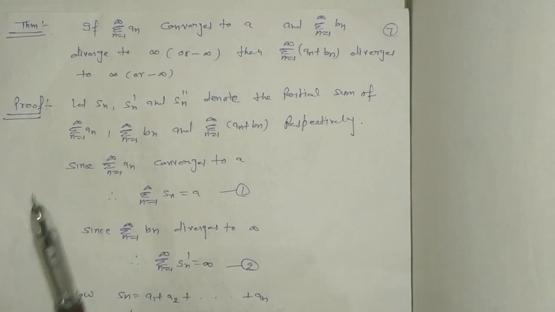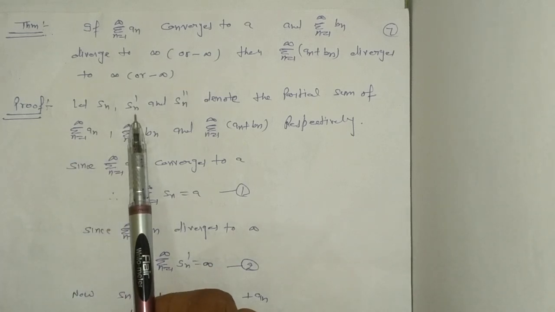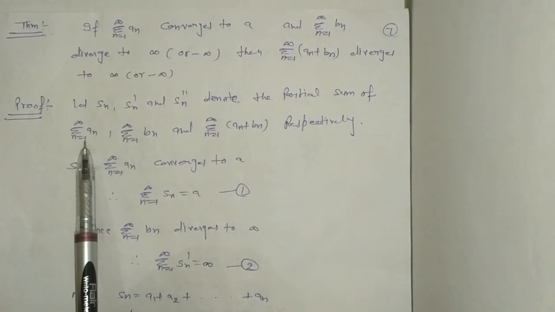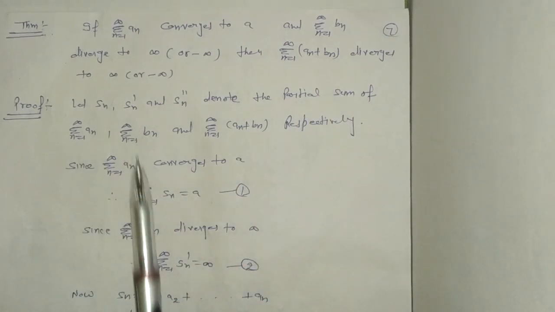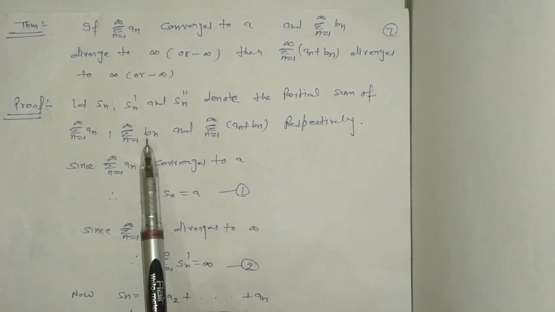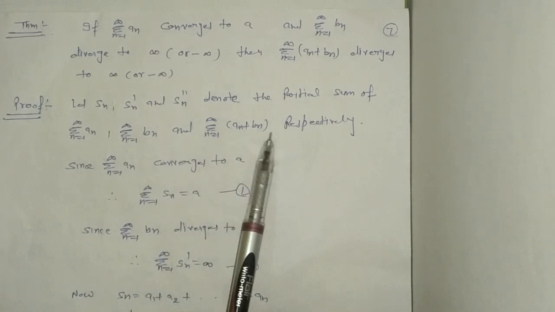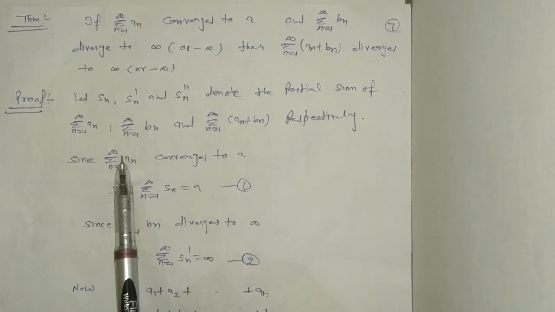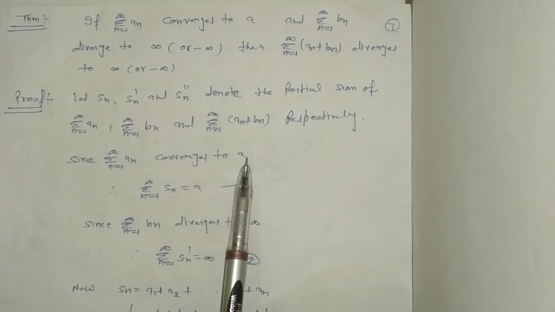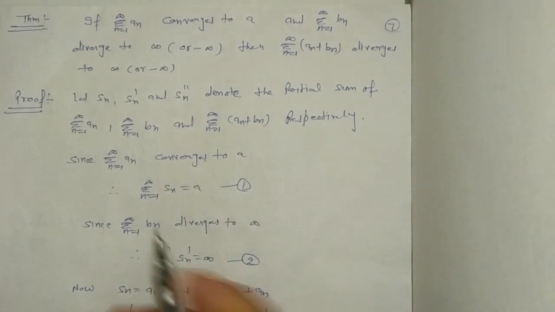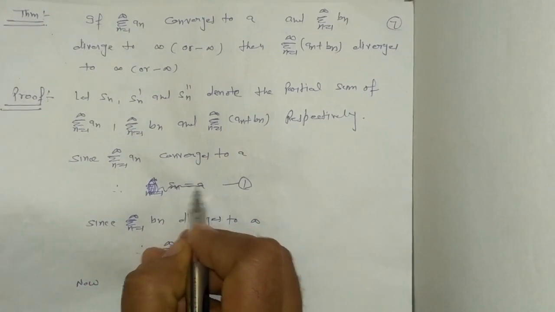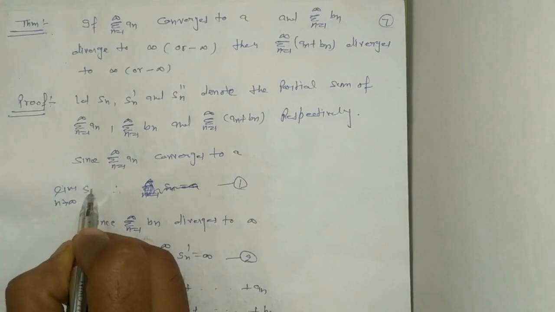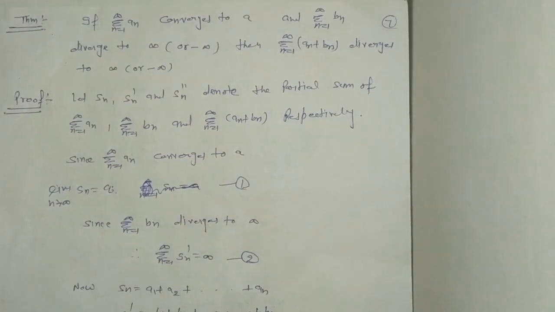To prove this, let sn, sn dash and sn double dash denote the partial sums of the summation n equal to 1 to infinity of an, the summation n equal to 1 to infinity of bn, and the summation n equal to 1 to infinity of an plus bn respectively. But here it is given that the series summation an converges to a. So then by definition, limit n goes to infinity sn is equal to a.